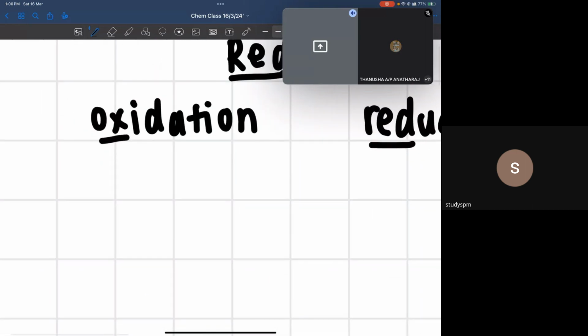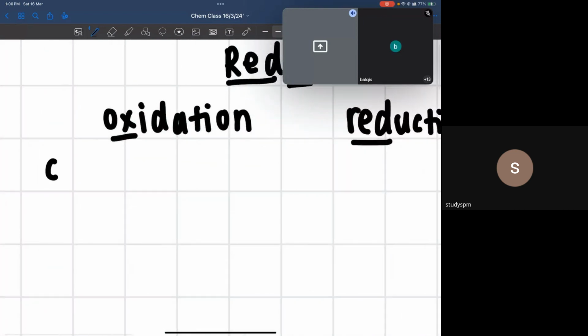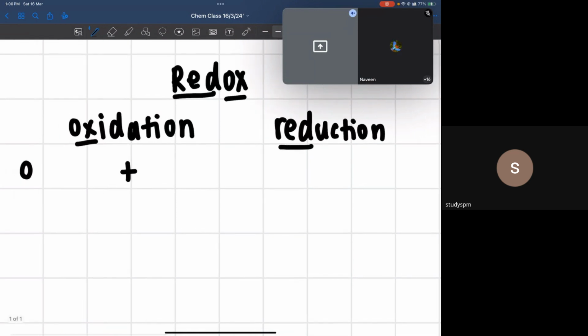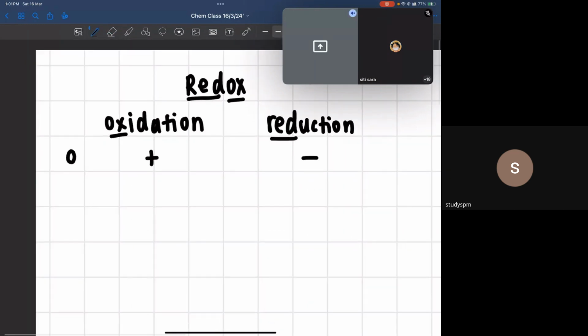So for oxidation, from its name, oxidation, it's something related with oxygen. So in terms of oxygen, it will gain, it will add oxygen atom. Not oxygen gas, okay? It's just like an oxygen atom. And then for reduction, it's like reduce. So in terms of oxygen, it will lose. Loss of oxygen atom. Okay.